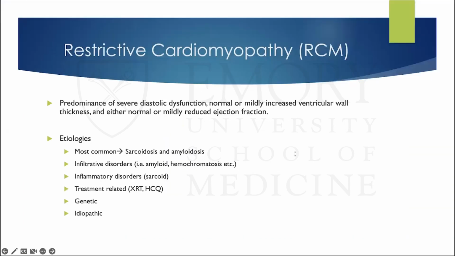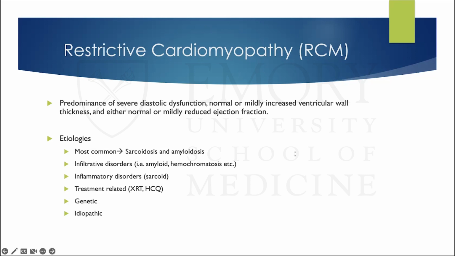Restrictive cardiomyopathy, I won't talk about too much, but as I've mentioned, it's a predominance of severe diastolic dysfunction. You can have a normal EF or a reduced EF, and a normal or thickened ventricular wall thickness. The most common etiologies you think of are sarcoidosis and amyloidosis, so infiltrative and inflammatory disorders such as those.